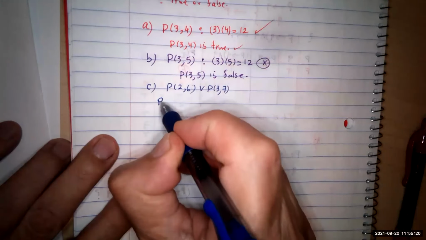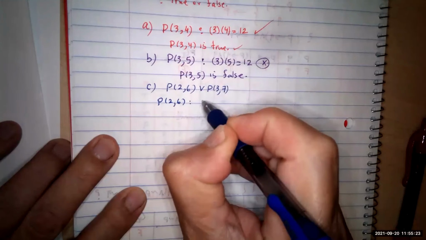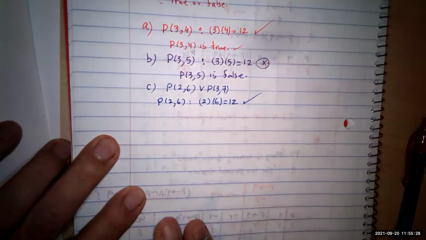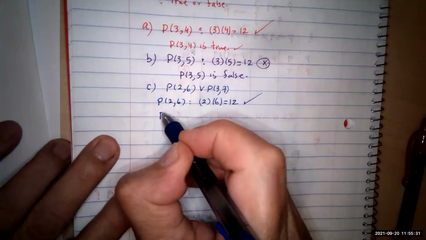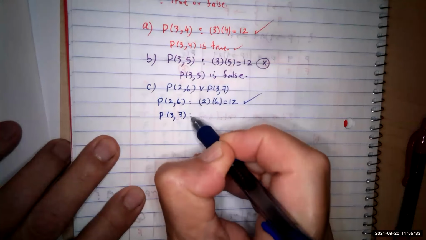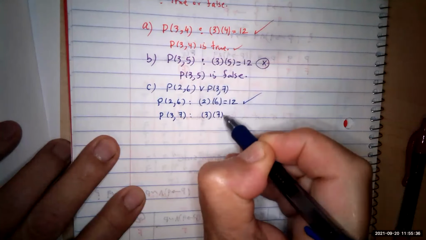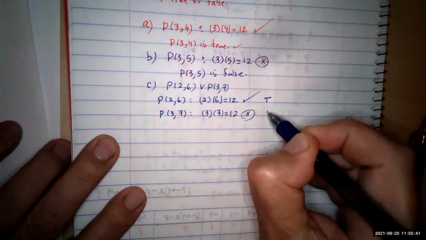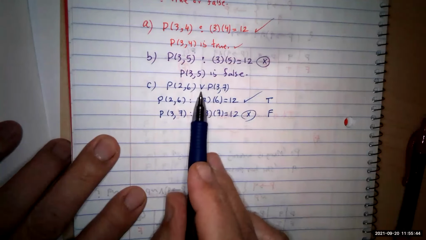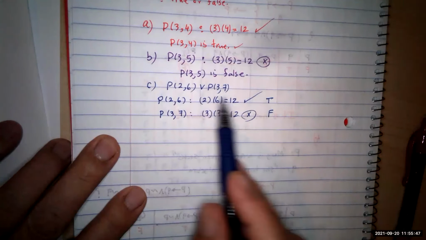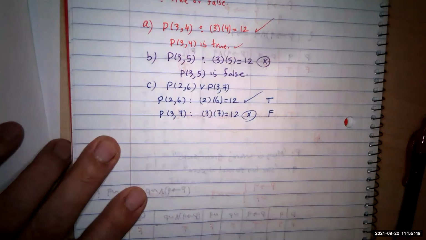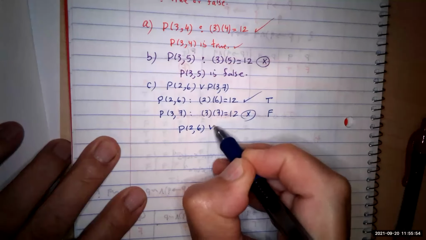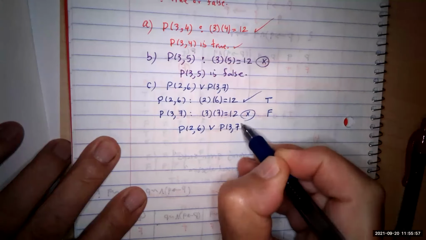So we go with P of 2, 6. P of 2, 6 means 2 times 6 equal to 12, which is true. Then you check P of 3, 7. This means 3 times 7 equal to 12, which is false. So this is true and this is false. What you have is an or connection. If one of them is true, the combination is going to be true. So now you conclude that P of 2 comma 6 or P of 3 comma 7 is true.